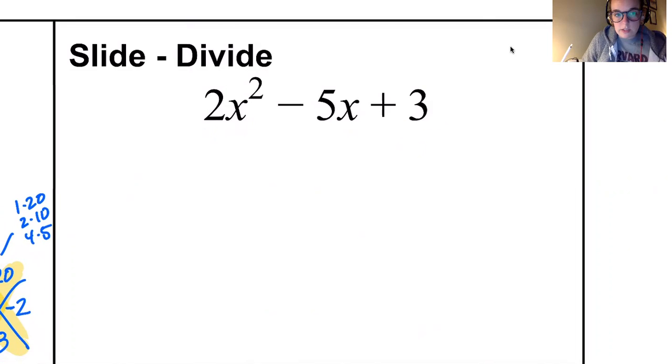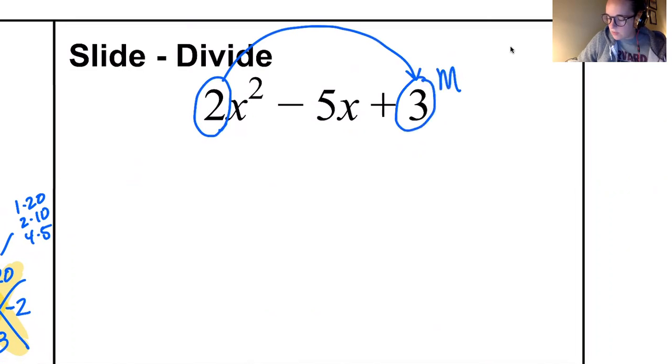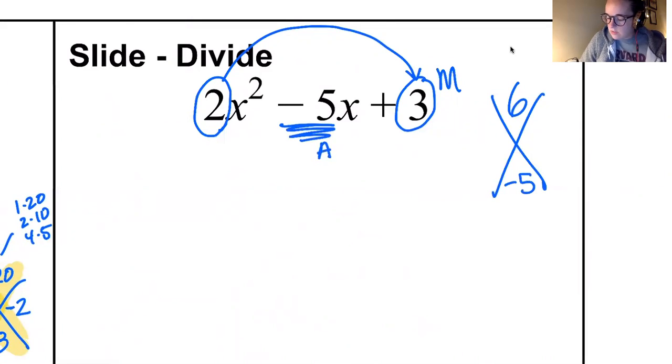So what I'm going to do is what I called slide and divide. So you're going to take 2 times 3, and that is going to be your multiply number. Right? So 2 times 3 is 6. And then this is still going to be your add number, so -5. So I need 2 things that multiply to get 6 and add to get -5. So I'm going to say, okay, I could do 2 and 3. I could do 1 and 6. Right?